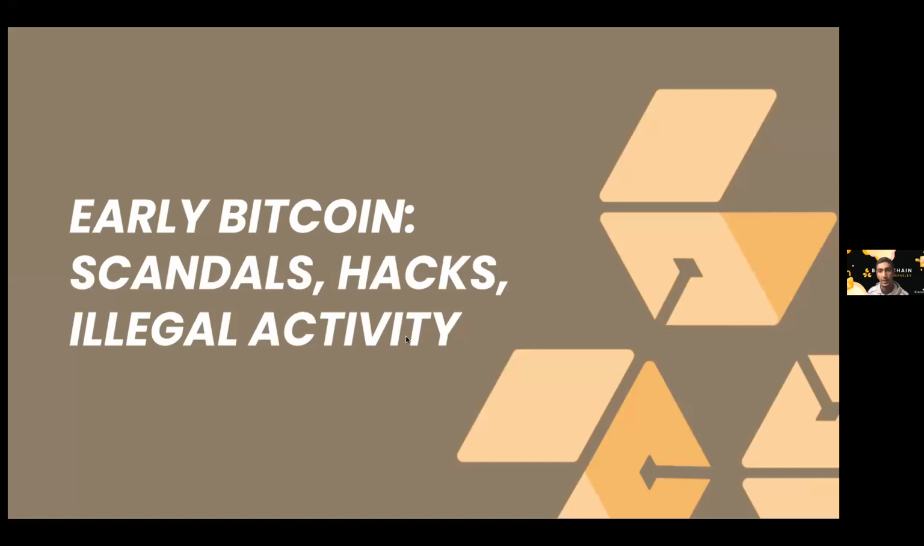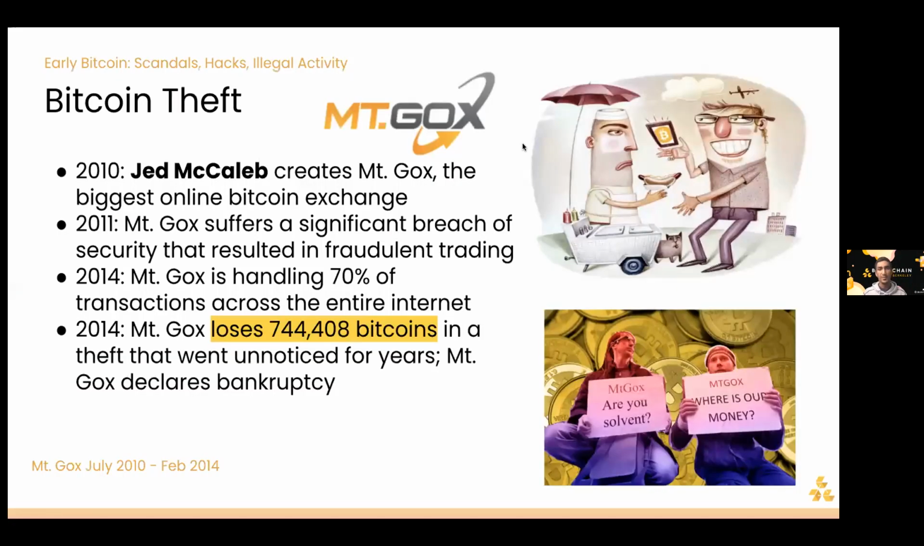So after it was created, after the pizza party, what is the history? What happened here? A lot of people tried to build centralized institutions around Bitcoin to expand its adoption. So in 2010, Jed McCaleb created Mt. Gox, which was the biggest online Bitcoin exchange. There was a slight hack and some fraudulent trading, but by 2014, they bounced back and 70% of all Bitcoin transactions across the entire internet were being handled on Mt.